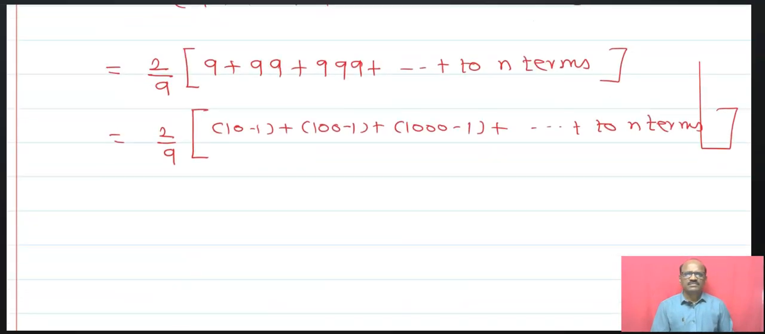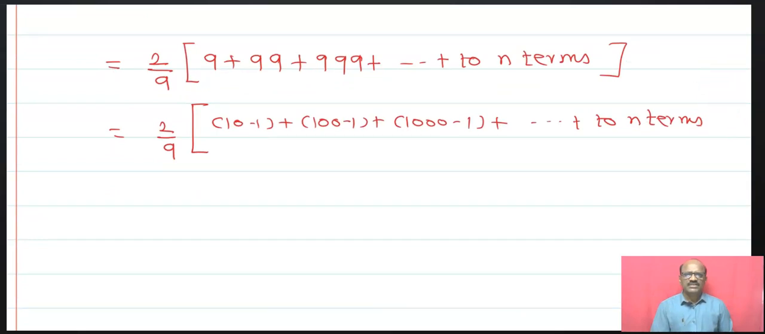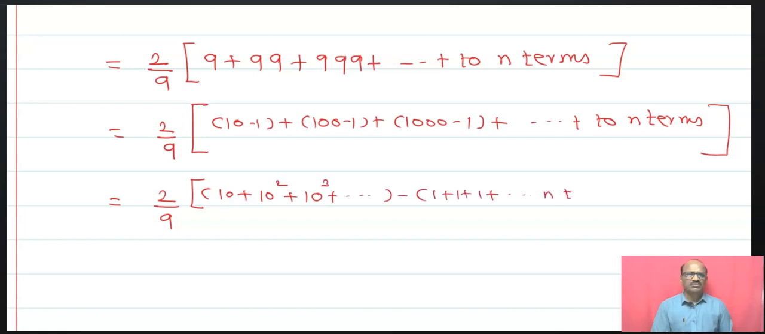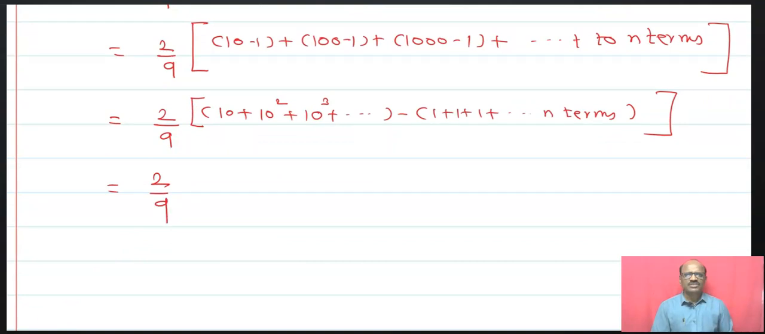Therefore, in the bracket you will get 2 upon 9, in the first bracket 10, 100, 1000, and so on, bracket complete, minus, in the bracket, 1 plus 1 plus up to the n terms. Now again, the terms 10, 10 square, 10 cube are in GP, and the sum of 1 plus 1 plus 1 up to n terms will be n. We can find out the sum of all these terms here. A is equal to 10, R is equal to 10. We apply the formula A times R to the n minus 1 upon R minus 1.